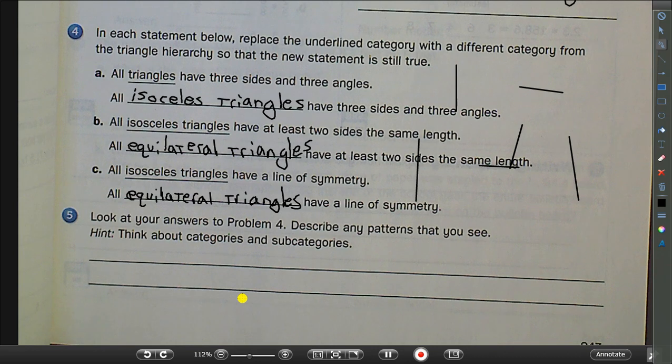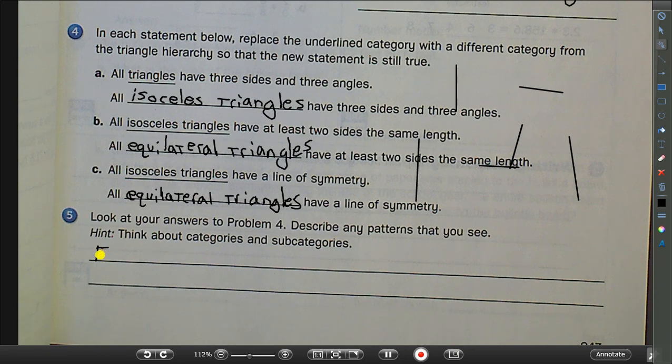All right, hopefully you've come up with something, or you paused the video to give yourself more time. The one thing that hopefully sticks out, and maybe it doesn't because maybe you've never heard of these terms before and you're still trying to absorb that. In our hierarchy, the page to the left, underneath triangles, we had the subcategory isosceles triangles. Under isosceles triangles, we had the subcategory equilateral. And then here again, we see isosceles, equilateral. So there's a pattern.